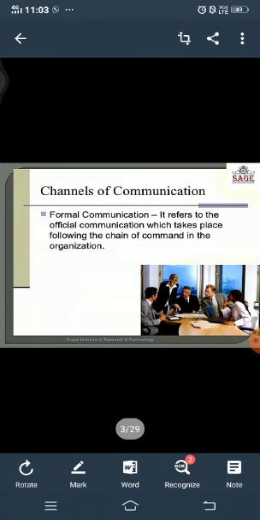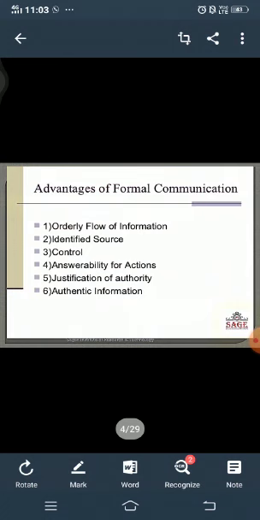Then the advantages of formal communication: first is orderly flow of information, identified source, control, answerability for actions, justification of authority, authentic information. Exactly, orderly flow of information, because we exactly know from where the information is coming and how it is distributed to different sections of the organization.